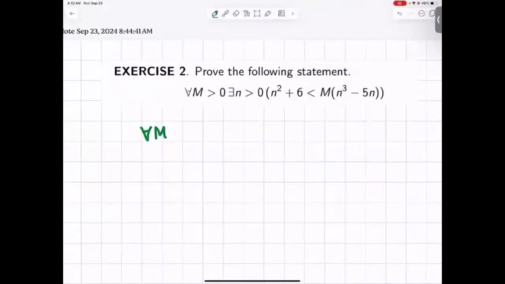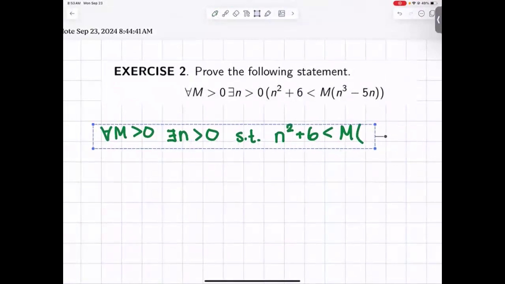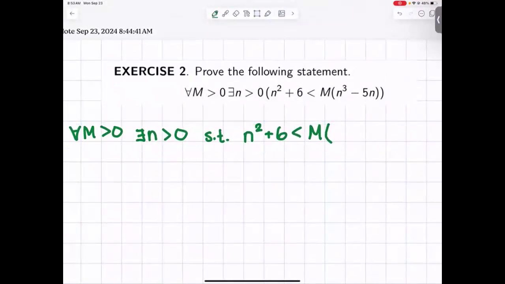For all m greater than 0, we are trying to find that there exists an n greater than 0 such that the following is true. n squared plus 6 is going to be less than m times, and of course I've already run out of room, n cubed minus 5n.